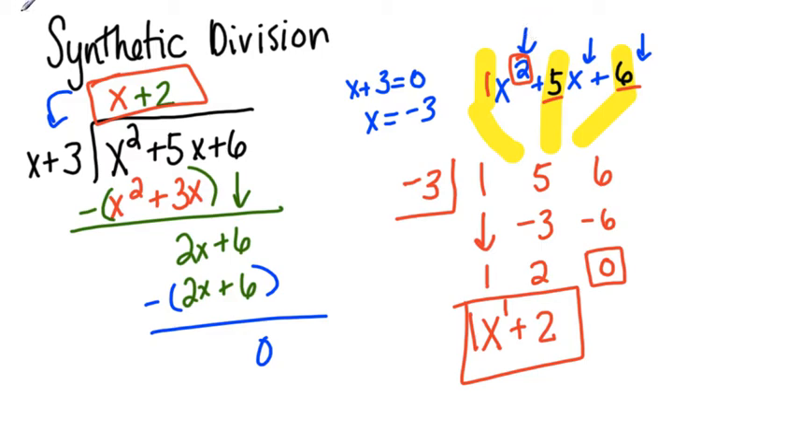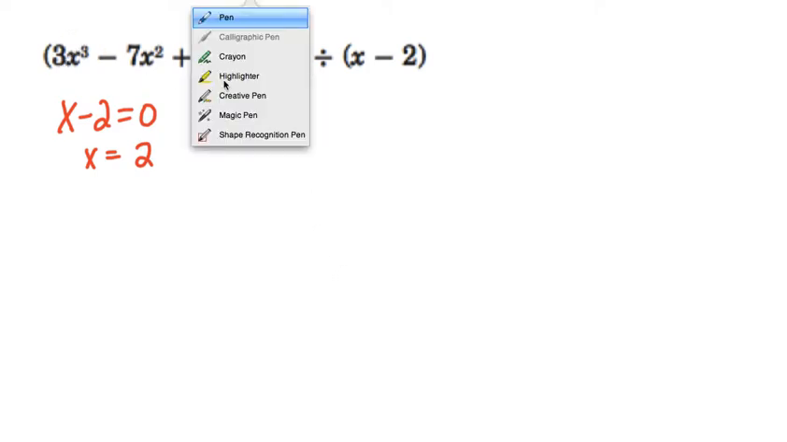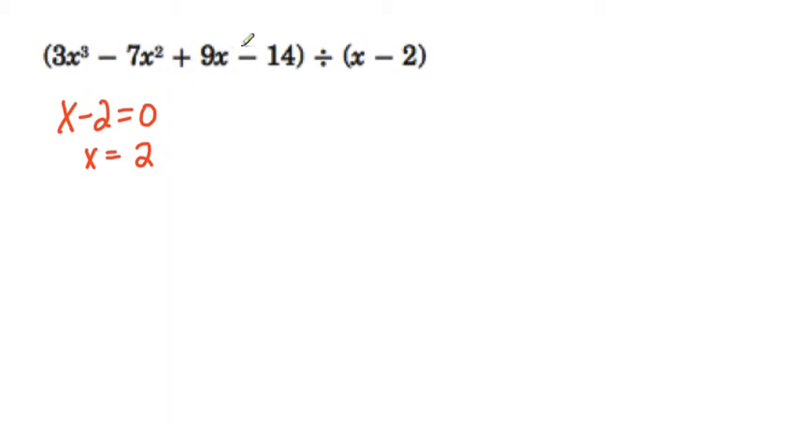Okay, so let's do another one. So if I ask you to divide this, divided by this, without using long division, you're going to use synthetic. So set this equal to 0 first to get 2. And then take your numbers. Again, it's 3, 2, 1, nothing. So 3, negative 7, 9, and then negative 14.